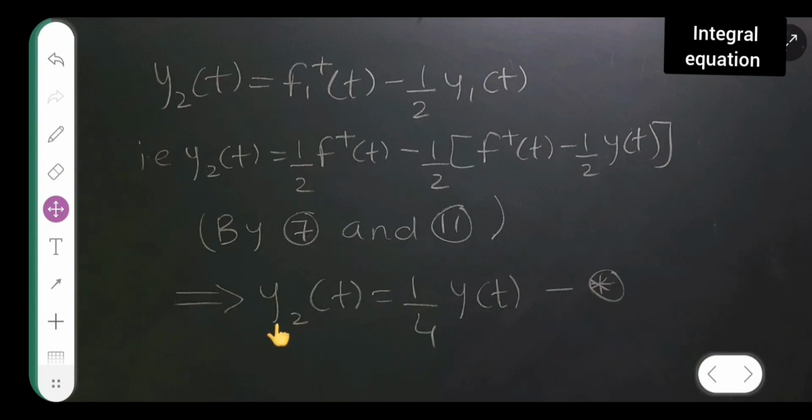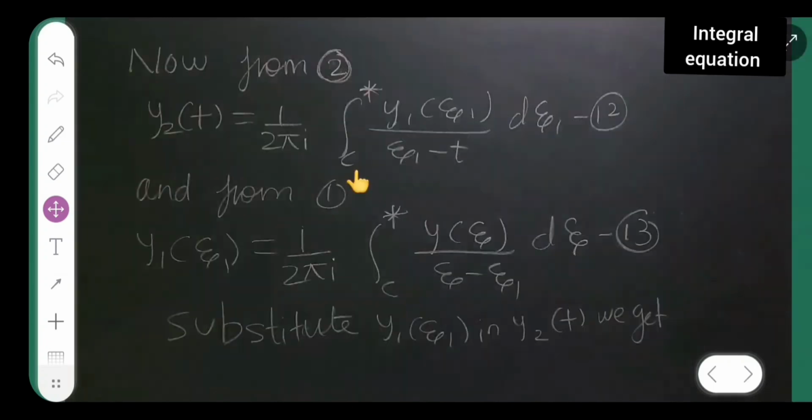So now this implies what? y2 of t is equal to half into y of t star. Now see here, half f plus of t minus half f plus of t will get cancelled, it will become 0. Now this minus half will multiply with this, so you will get plus, now positive 1 by 4 into y of t. That's what I have written here, and take this as star. Next I'll turn the page.